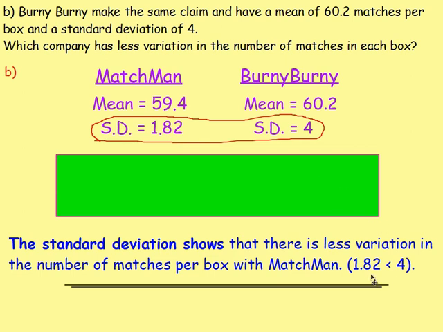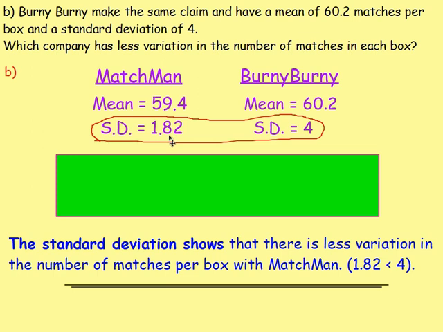Back that up by saying it's these 2 numbers I'm looking at. It's the 1.82 and it's the 4. I'm ignoring the 59 and the 60. It's nothing to do with them. It's just the standard deviation. And as I said, there's less variation because this is a smaller standard deviation.